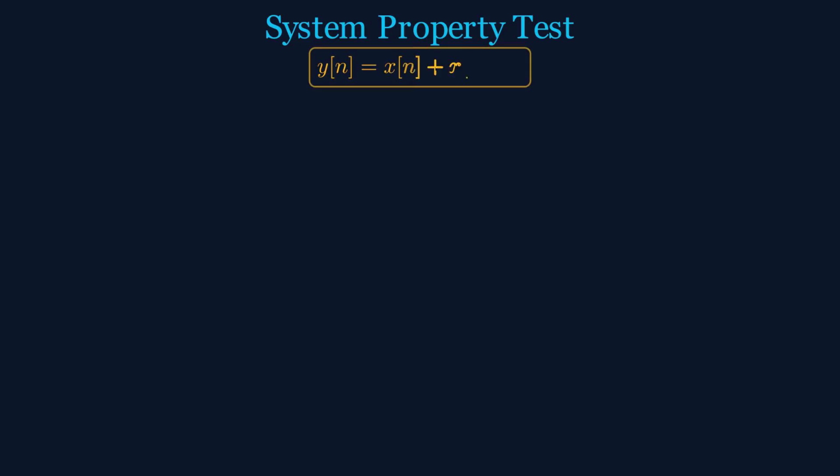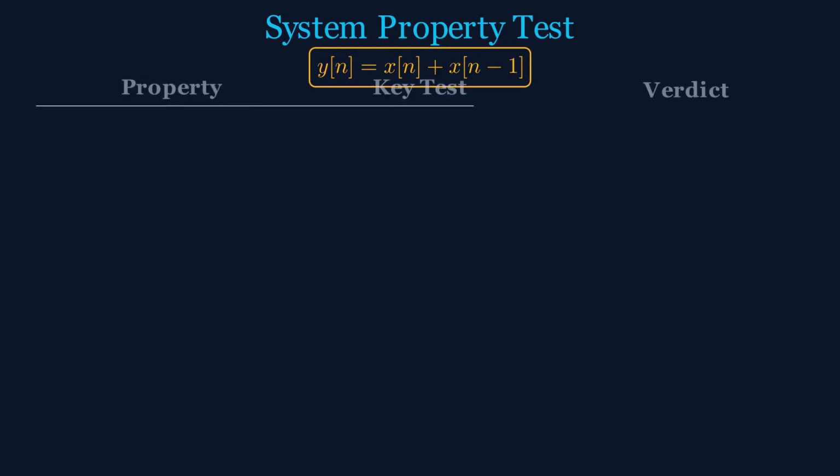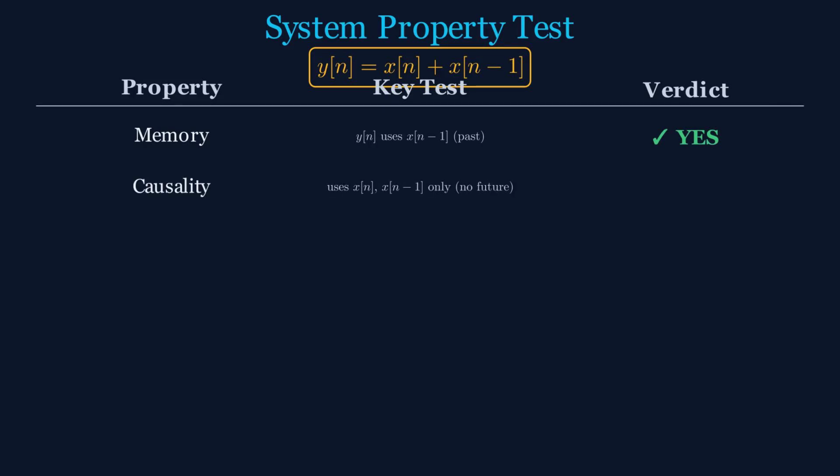Let's test all 6 properties on the discrete time system y of n equals x of n plus x of n minus 1. This is a 2-sample averager that adds the current input to the previous one. Memory? Yes, the output depends on x of n minus 1, a past sample. Causality? Yes, it uses only the present and one past sample, no future inputs.